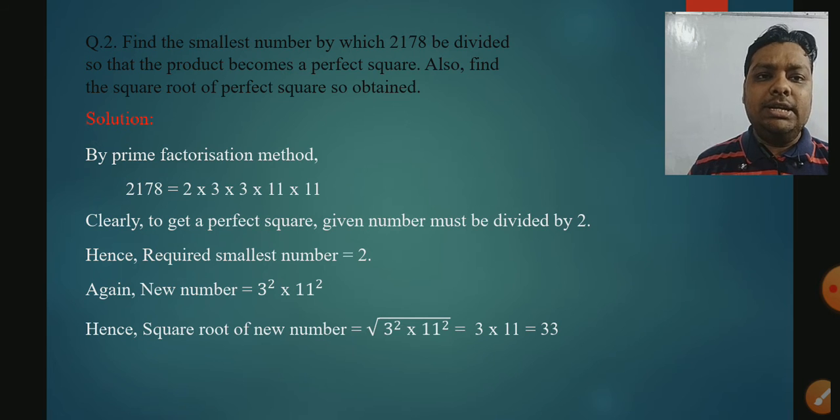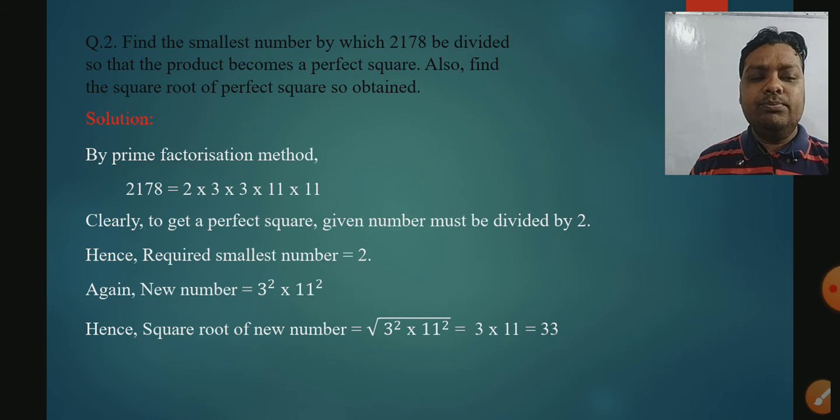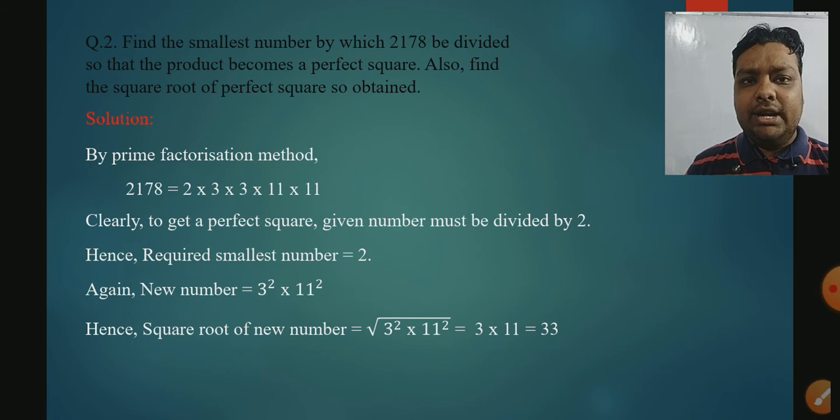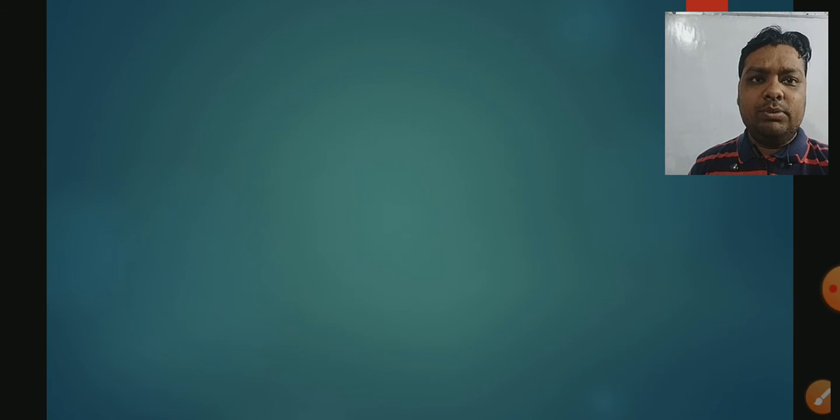It means 33. Okay student? So like this we can find. Always keep in mind, if we have to multiply, then we will increase the number, and if we have to divide, then we will decrease the number. Okay student? Now let's move to the next question.